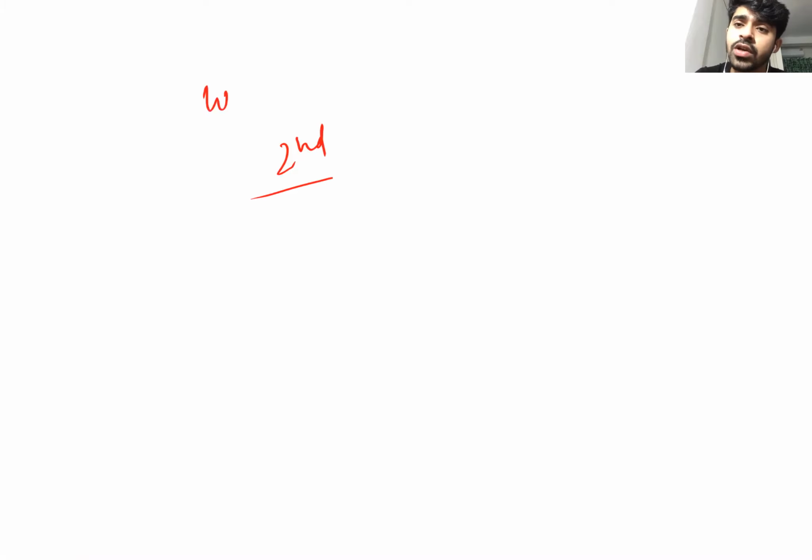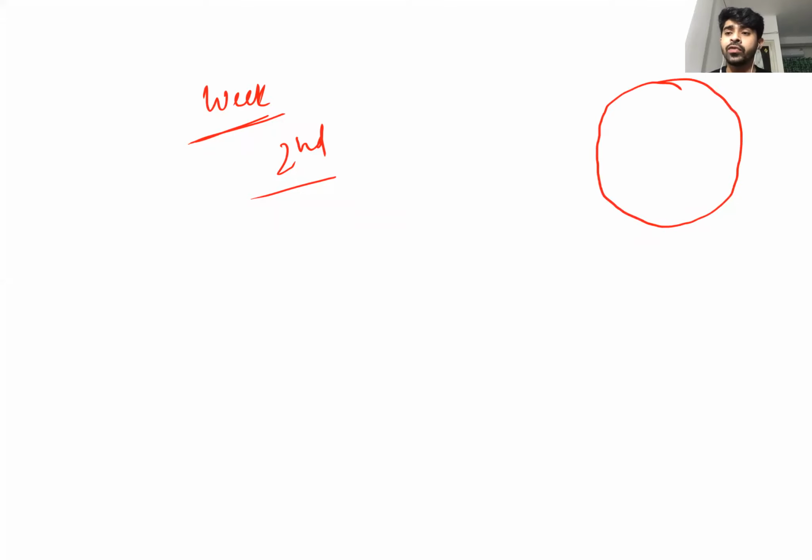On the 2nd week, the first thing is, what is the 2nd week? The 2nd week means you have already elapsed 14 days. Now this is a very important concept. Suppose this is the menstrual cycle of the lady. Where is the ovulation day? On day 14.